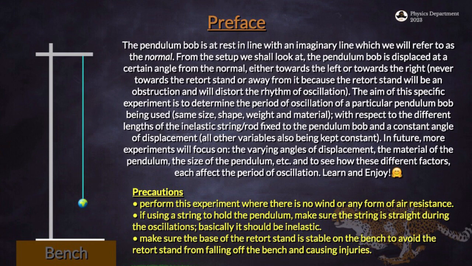And then the second point is, if you're using a string to hold the pendulum, like I said, it has to be inelastic, and it should be straight even as you're pulling. The way you pull as well determines how it is going to move. So you have to be steady as you're pulling. Don't make your hands move as you are releasing the pendulum. Make sure you are steady as you're releasing the pendulum, so that the string does not wobble as the pendulum is oscillating.